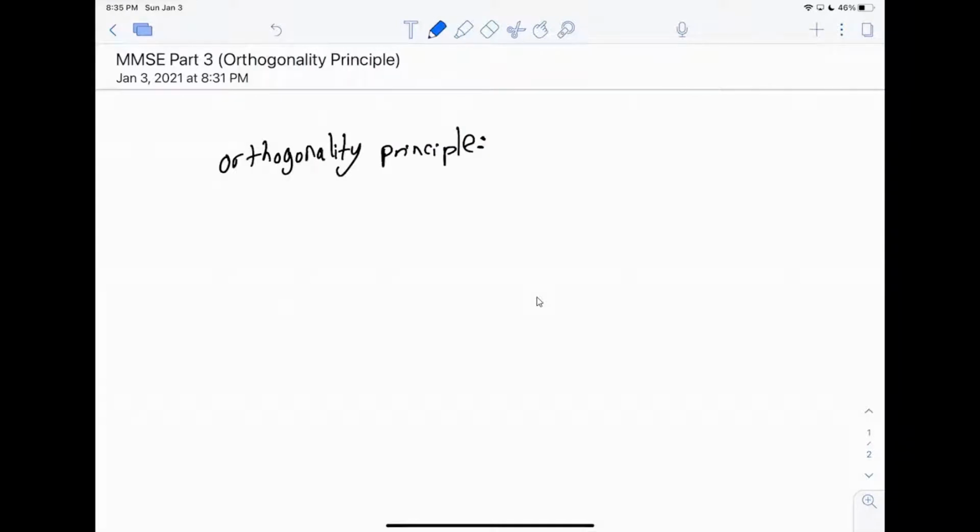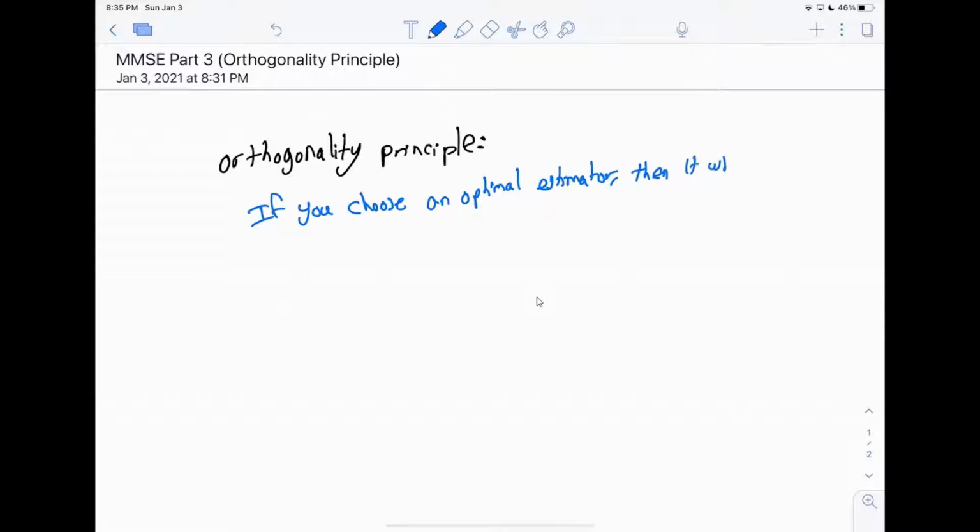The orthogonality principle states that the estimator and the residual are perpendicular to each other. So according to the orthogonality principle, if you choose an optimal estimator, then it will be perpendicular to the residual. If the estimator is supposed to be optimal, then it will be orthogonal to the residual. Let's demonstrate this here.